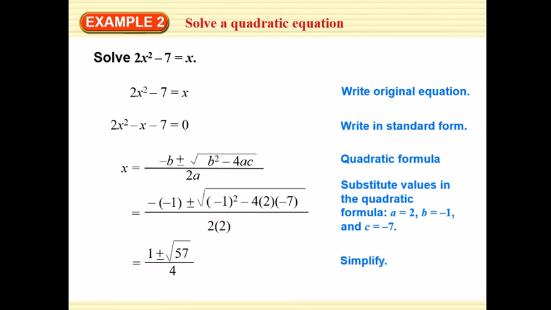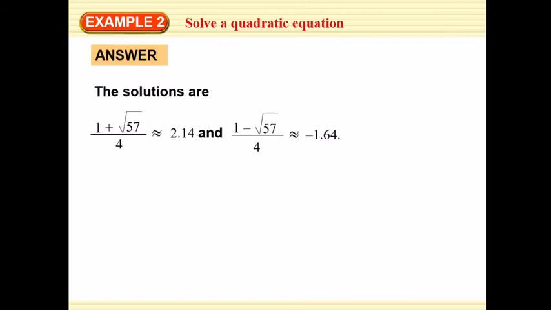I get the square root of 57, which is not a nice equal number, so I can then break it apart. 1 plus square root of 57 divided by 4. And if you're typing this into your calculator and you're not getting that, here's what you're not doing. You're not putting that numerator in parentheses. Be very careful. You want the entire 1 plus square root of 57 divided by 4, not just the square root of 57 divided by 4. Your calculator is going to mess that up if you don't use parentheses.